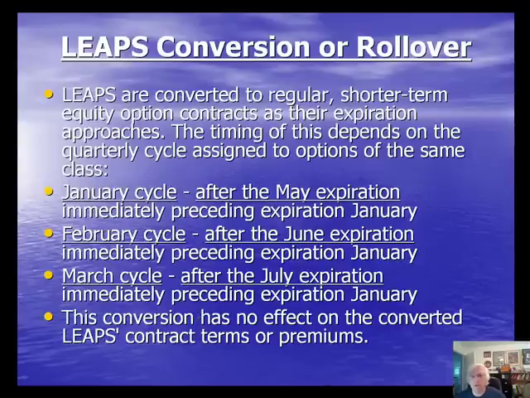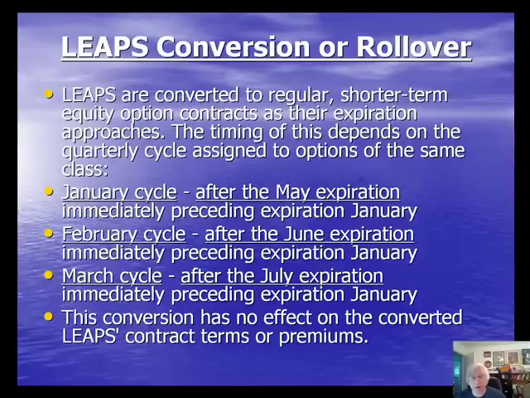Now, let's say we bought a LEAPS option in 2010 and we bought the January 2012. Well, as we get closer to that January 2012 expiration, at some point in time, that longer term option is going to be converted or rolled over to a conventional option. When that takes place, once again, is determined by the particular cycle that underlying security has been assigned to. So, for example, for the January cycle, that LEAPS option is converted after the May expiration to a conventional option. We're talking about the upcoming January expiration.